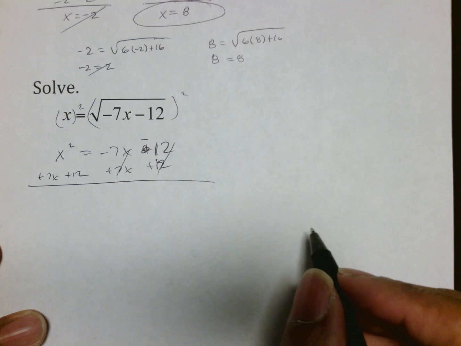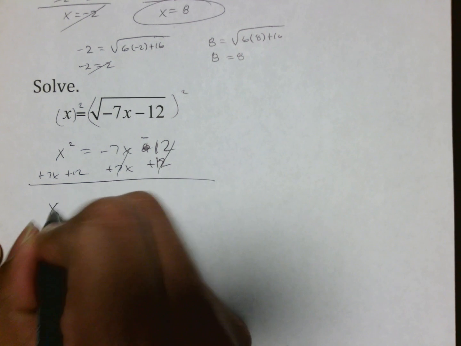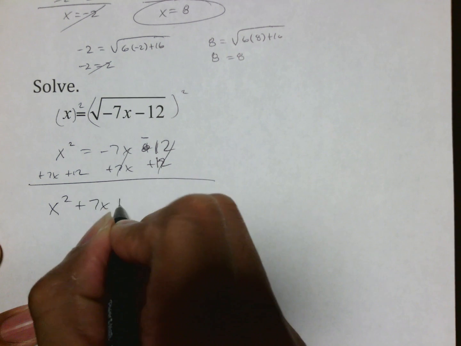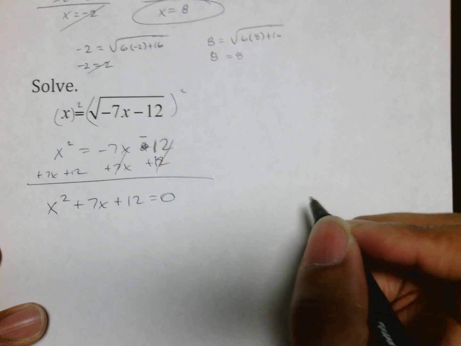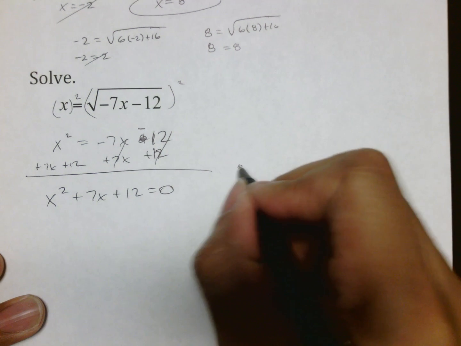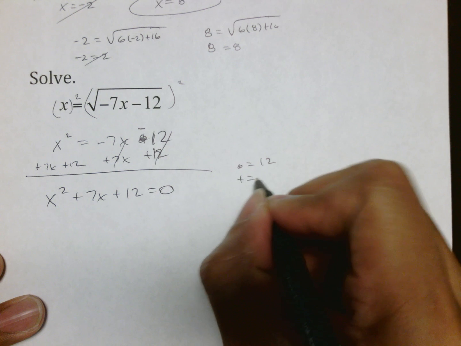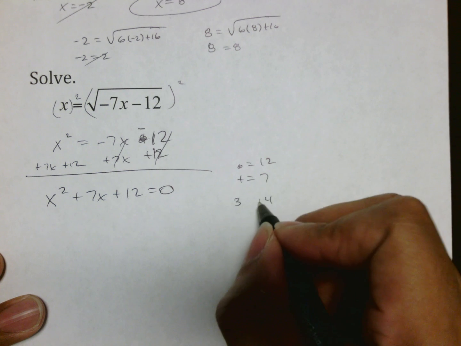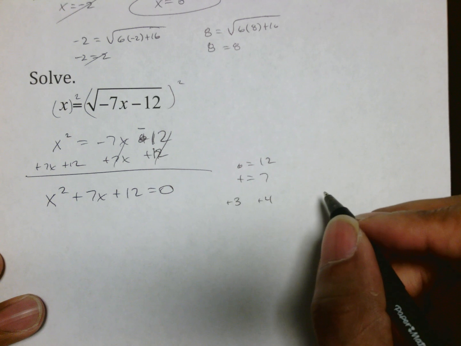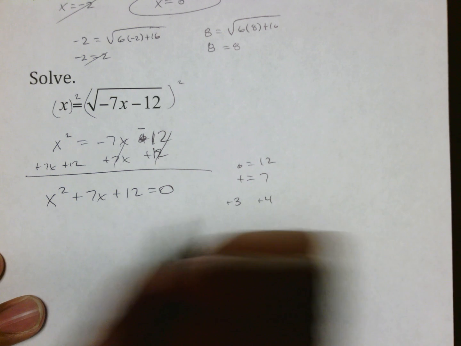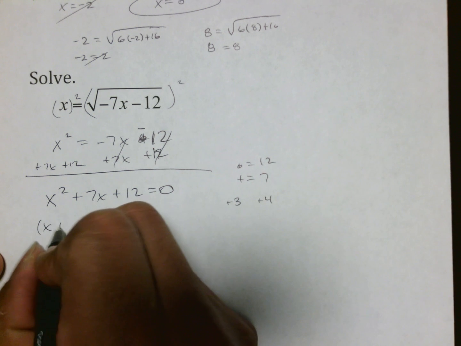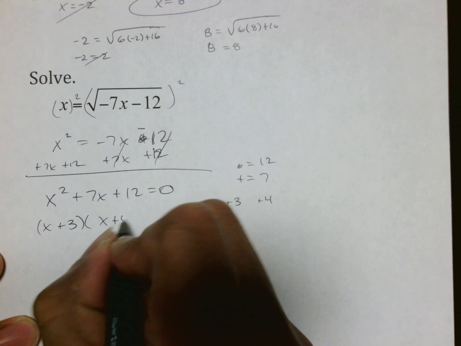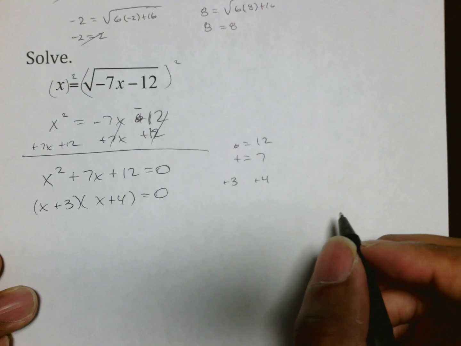That cancels those two things out and moves them over to the left, where we end up with x squared plus 7x plus 12 equals 0. We are then looking for numbers that multiply to be 12, add to be 7. Those numbers that I know of are 3 and 4. They are both positive. And so we take those numbers, we put them into our answer here. So x plus 3, x plus 4 equals 0.